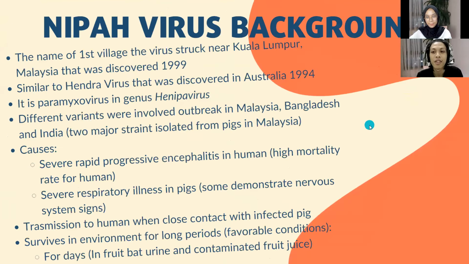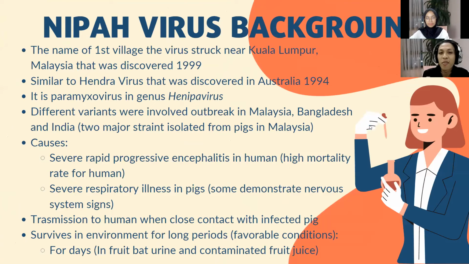So, where does the name Nipah virus come from? Basically, the name came from the first village that the virus struck near Kuala Lumpur, Malaysia, discovered in 1999. The Nipah virus is similar to Hendra virus that was discovered in Australia in 1994. It is a paramyxovirus in the genus Henipavirus. Different variants were involved in outbreaks in Malaysia, Bangladesh, and India, with two major strains isolated from pigs in Malaysia.